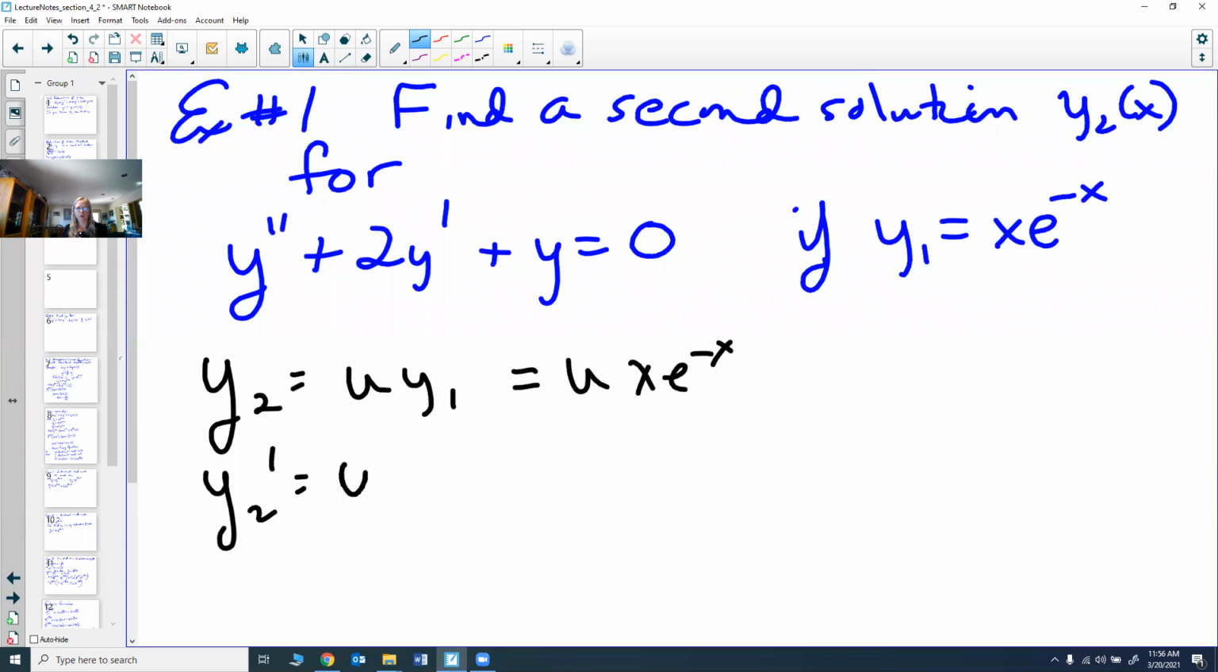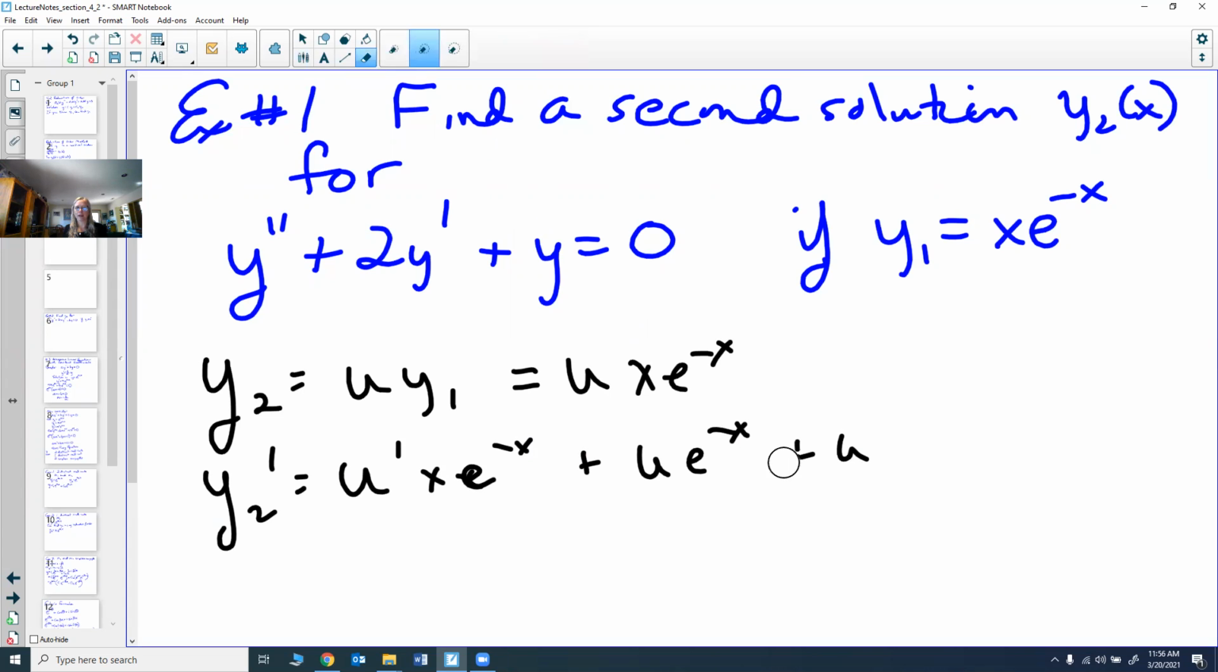We're going to have u prime times x e to the negative x, plus u e to the negative x, plus minus u x e to the negative x. So that would be what y prime is equal to. Then we can find what y double prime is equal to. And this again is just y2.